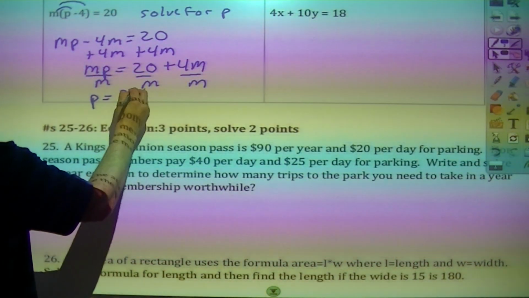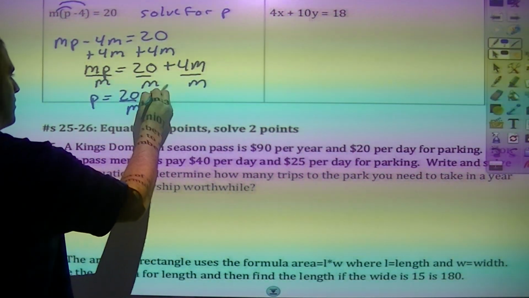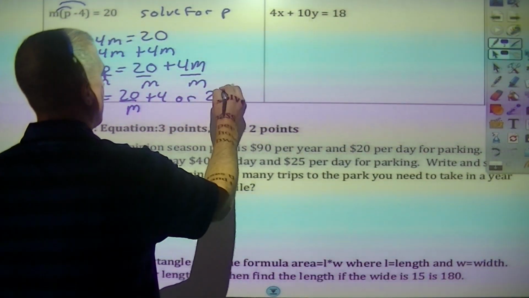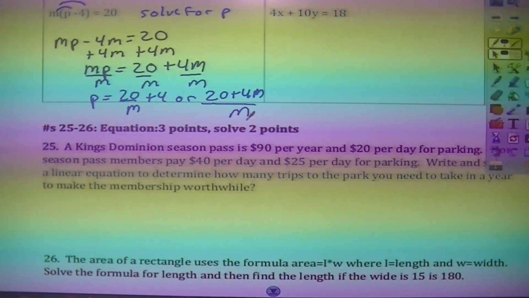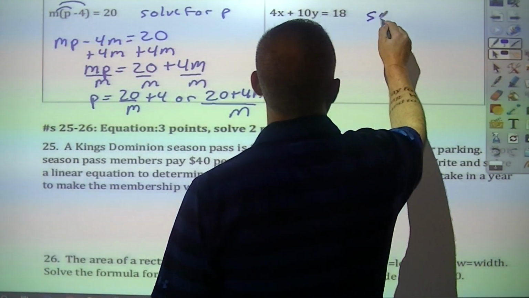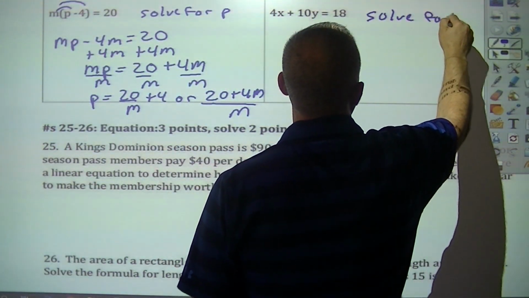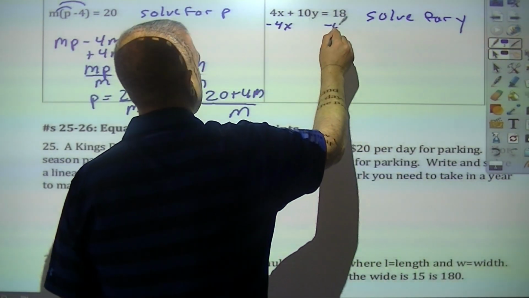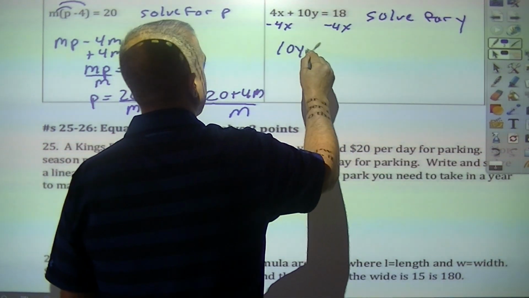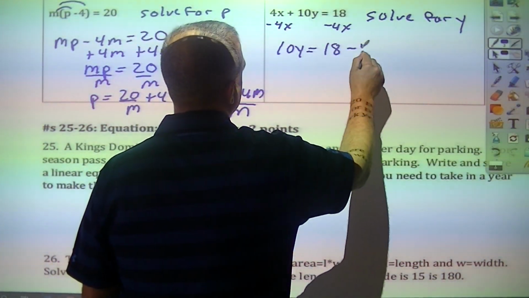I would have accepted this for an answer, or you can do 20 plus 4M, all divided by M. Either way is acceptable. Okay? This one is solve for y. So what I got to do is I got to move this 4x through subtraction. So I got 10y equals 18 minus 4x.